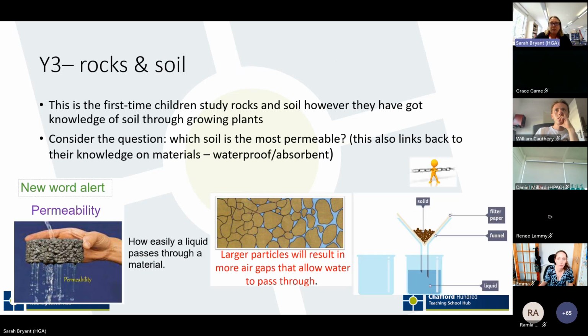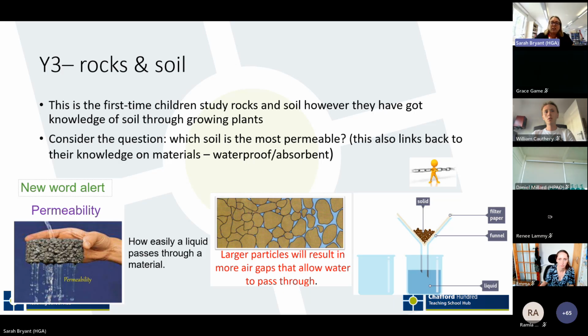Year 3 are rocks and soils. This is the first time they've come across studying rocks and soils. However, they've probably come across soil for plants. They know what soil is, although they might call it mud. They might not use the term, so again, we're introducing the terminology, we're utilising more language.